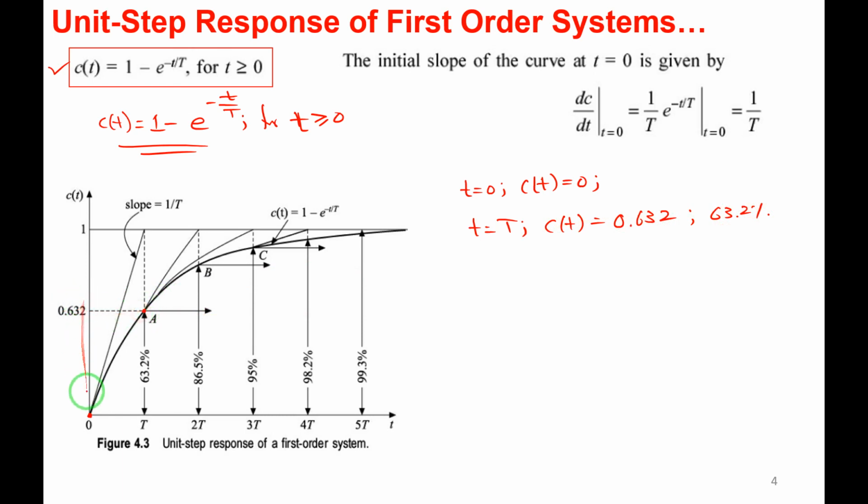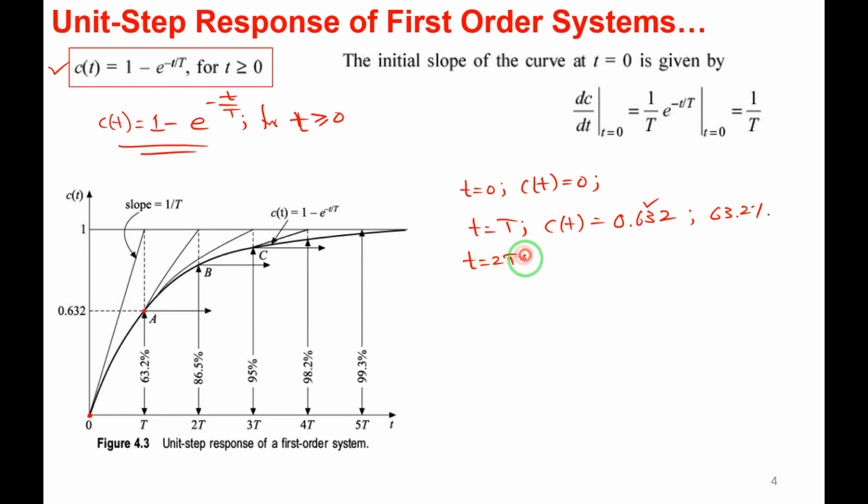I told you this one, right? So this is the unit step signal. Observe here, this is our reference because we are applying the unit step signal as input. With respect to this unit step signal, we are plotting the response of the system. So for t equal to 0, C of t is 0. For t equal to T, C of t is 0.632, in terms of percentage, 63.2.